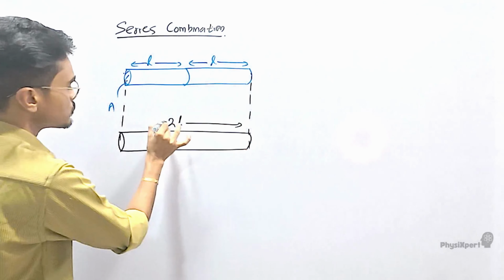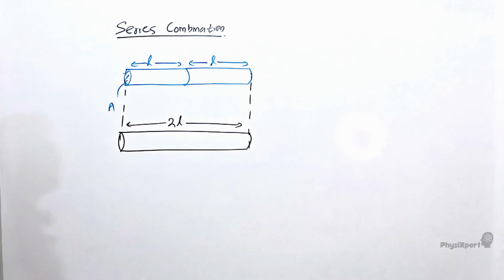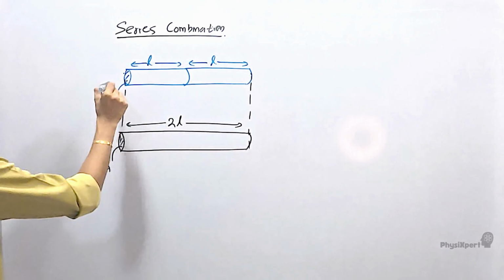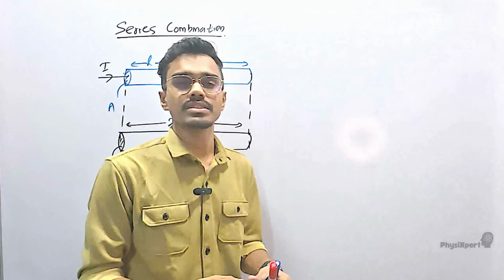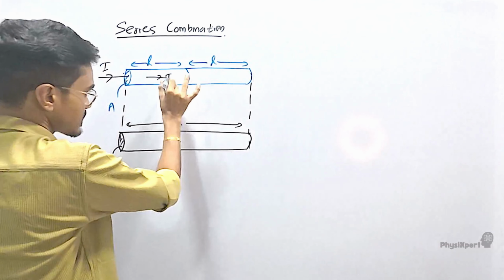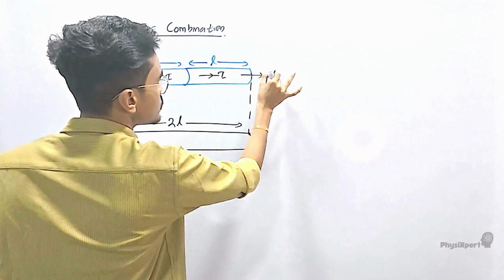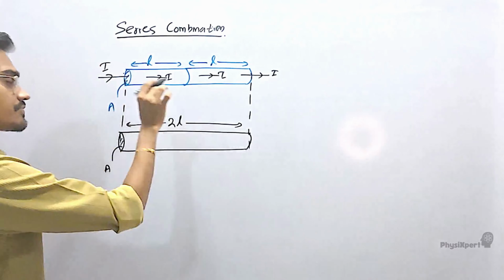Therefore, the length of the equivalent should be 2L, and the area is the same A, because it should fit into the same gap. Now let's consider a current I flowing through this system. If there are no junctions, the current is not divided, so the same I flows through this rod, through this one, and goes out. The same I should flow through the equivalent as well.